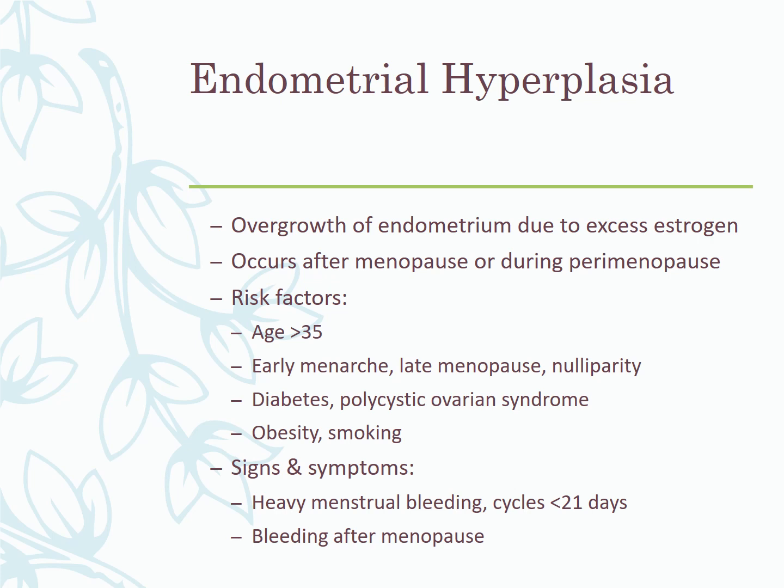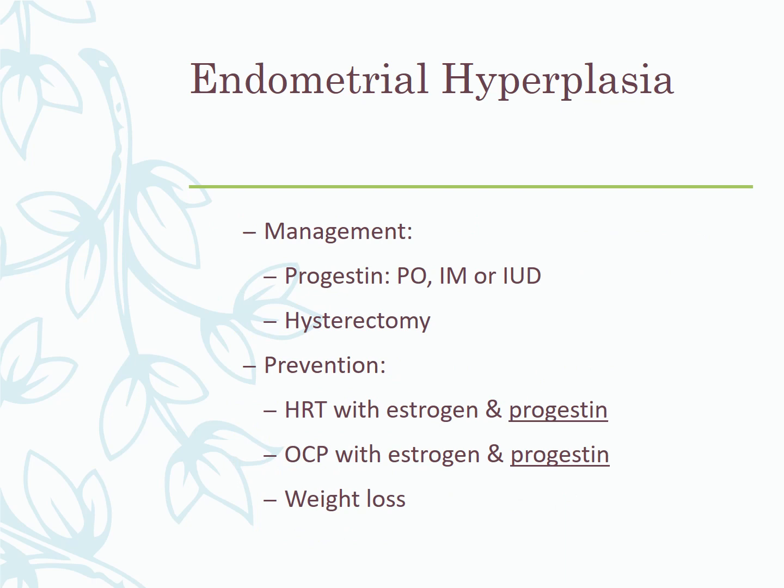Diagnosis is going to be done through transvaginal ultrasound and biopsy, because we also need to rule out cancer. Management is progestin, which we're going to give PO, IM, or as an IUD. Hysterectomy is likely going to be a better option. Prevention is hormone replacement therapy with estrogen and progestin, oral contraceptive pills with both, and then weight loss.